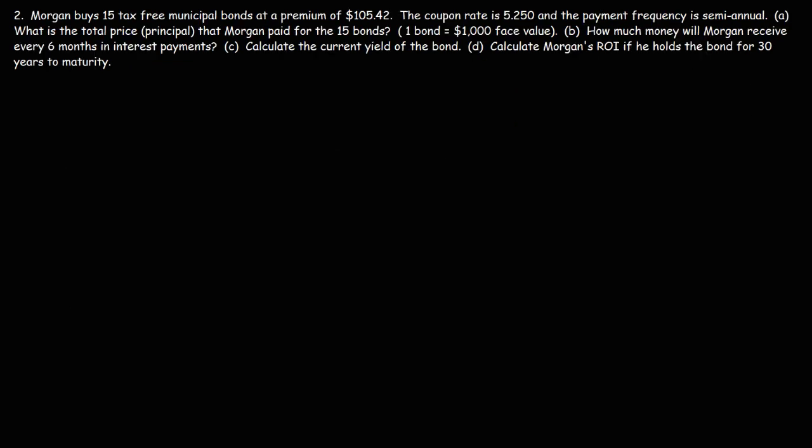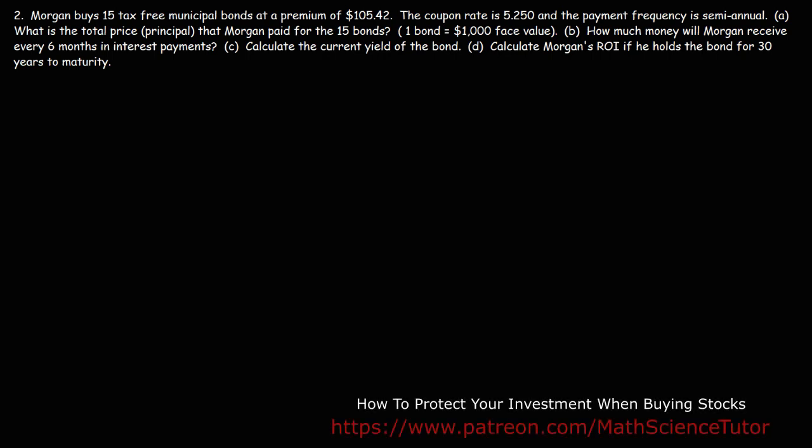Now let's move on to our next problem. Morgan buys 15 tax-free municipal bonds at a premium of $105.42. The coupon rate is 5.25 and the payment frequency is semi-annual. Part A. What is the total price or principal that Morgan paid for the 15 bonds? And keep in mind, one bond has a face value of $1,000.